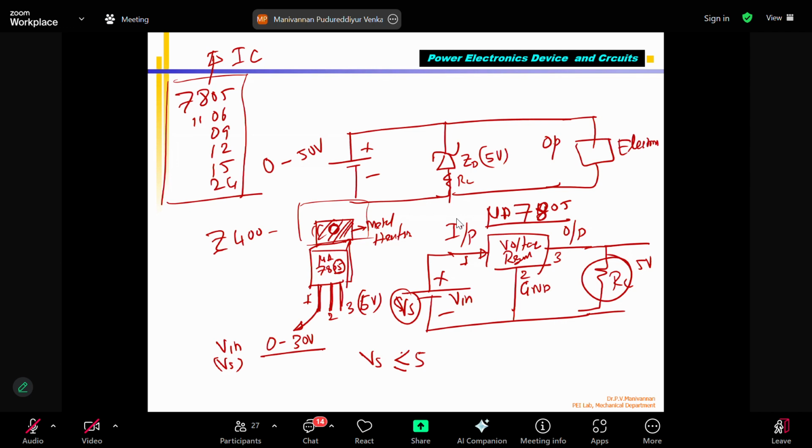The person's name is Zener. I think he was a German or Italian or European fellow. So to honor that scientist, they named it the Zener diode. By reverse biasing a normal silicon diode, it can act as a voltage regulator.